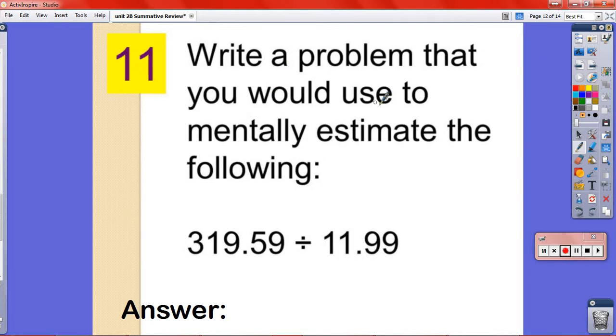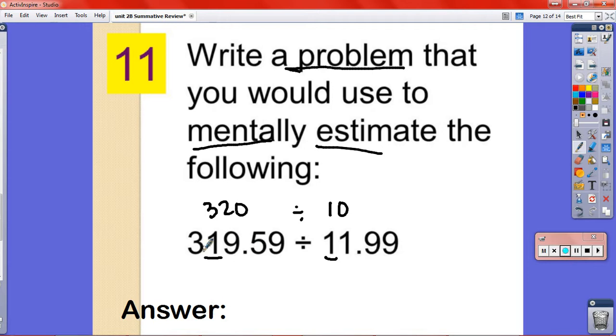Alright, write a problem you would use to mentally estimate the following. So if we're trying to mentally estimate and we're just writing a problem, we don't need to answer it, we just need to write it. So I would round this personally to 320 divided by 10. Because if I wanted to solve this mentally, that would be the easiest to me. So if I round to 320 to the nearest tens place for both of them, 320 divided by 10 is not hard. I can answer it. It's 32.